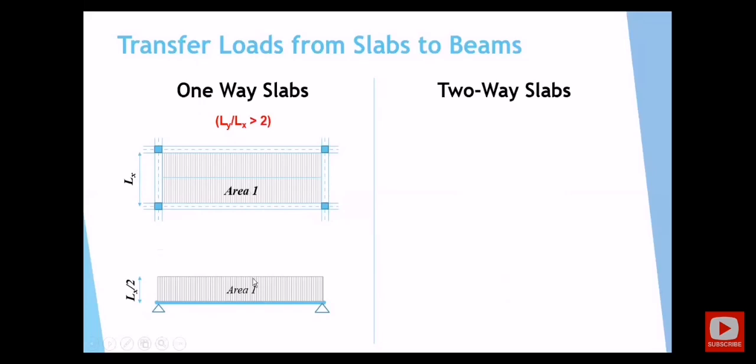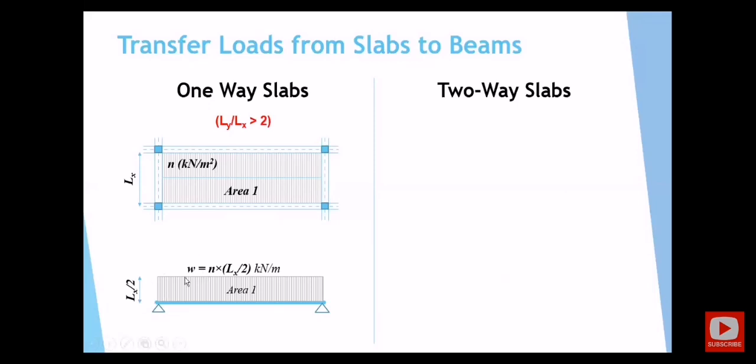Area 1 here will be the same as the area that you have here. So how much is the height here? The height will be equal to Lx over 2, the short span divided by 2, because we always divide the short span. So if you want to find the load here, it is easy. If you have a load on the slab, W equals any value in kilonewton per meter square, this is the total load.